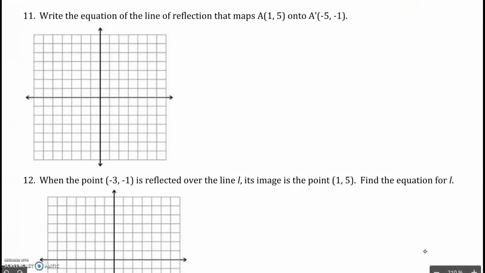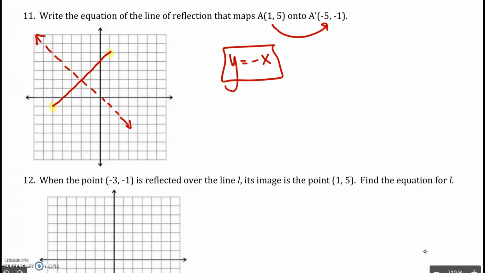Okay, for number 11. Write the equation of the line of reflection that maps (1, 5) onto (-5, -1). And if you notice, if I found the perpendicular bisector between those, between here and here, it would be this line, which is y equals -1 over 1x plus 0. And look what happened. They were switched and negated. So that is that shortcut that we discussed.